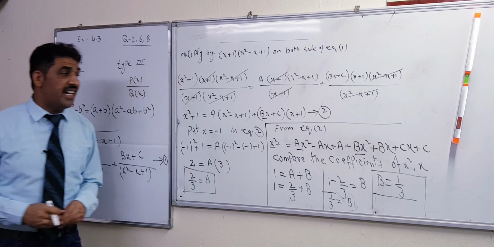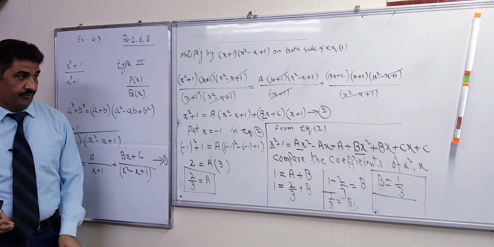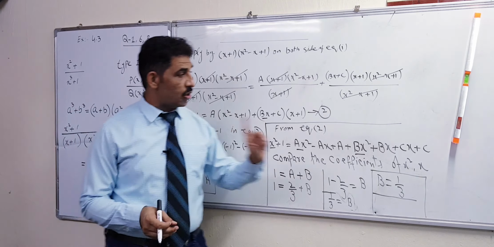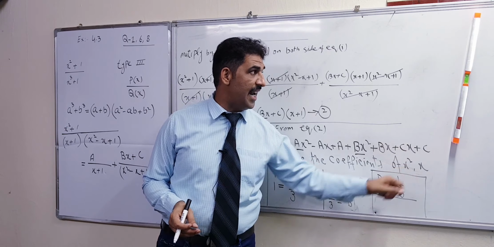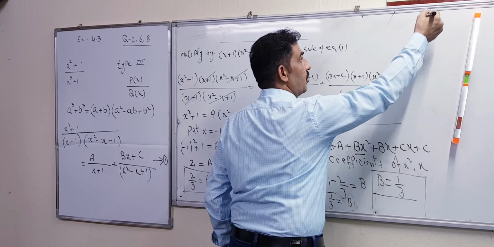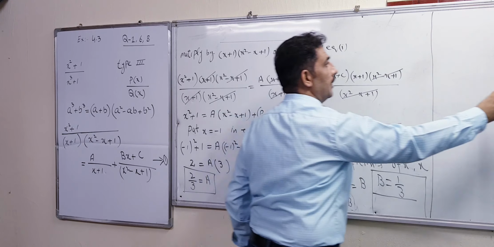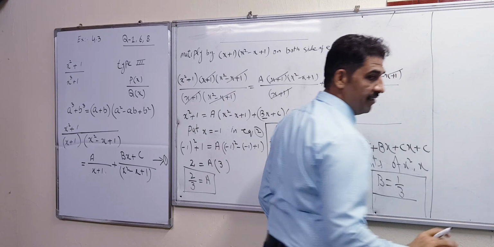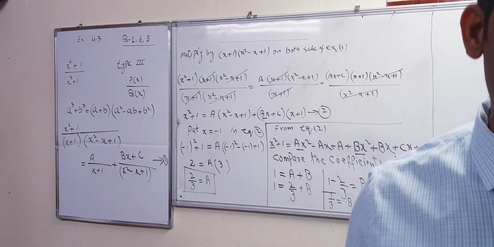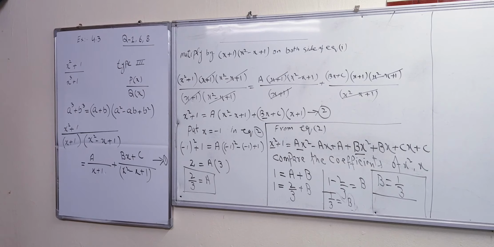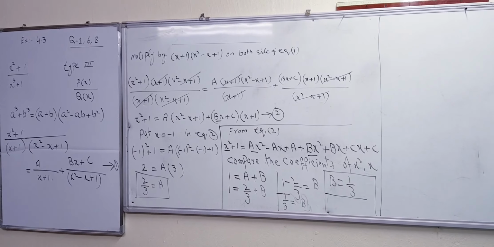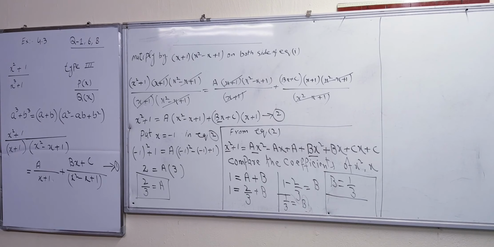Now, we need the value of c. What I said: compare the coefficient of x square and x. So now we have to explain the coefficient of x. Are you able to see the complete board? Otherwise, I will check whether the full board is covered or not. Now, the full board is covered.